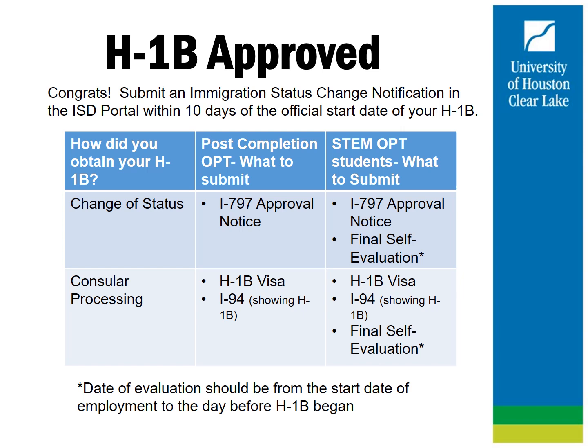The chart on this page reflects what documents you should submit when you submit your immigration status change notification in the ISD portal. Please note that students on post-completion OPT, the first 12 months of OPT, and STEM OPT have to submit different documents within the request. Also, you will submit different documents based on how the H-1B was approved. For example, were you approved for a change of status within the U.S., or will you receive your new status through consular processing? Consular processing means that your employer received an approval for you to attend an H-1B visa interview abroad, and you have re-entered the U.S. with this new visa.